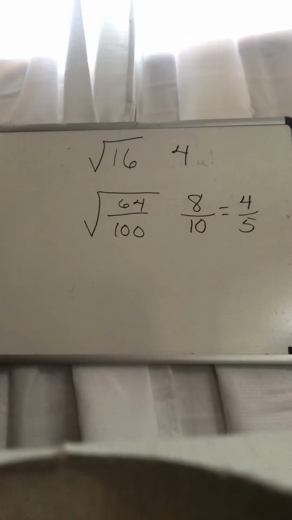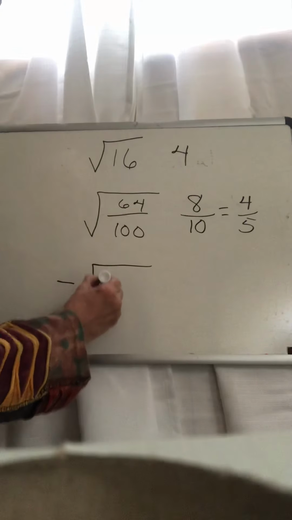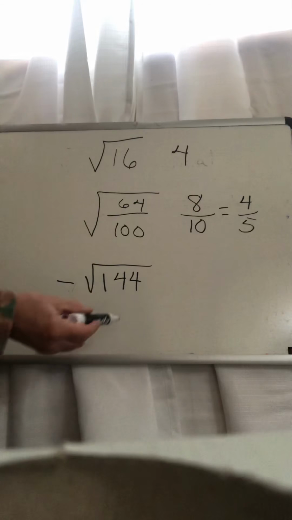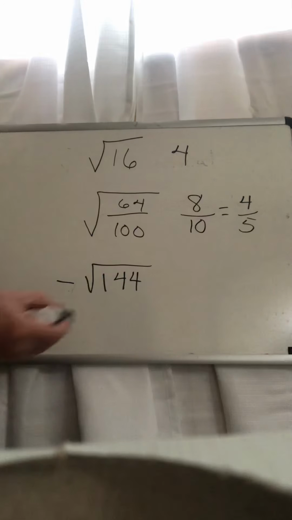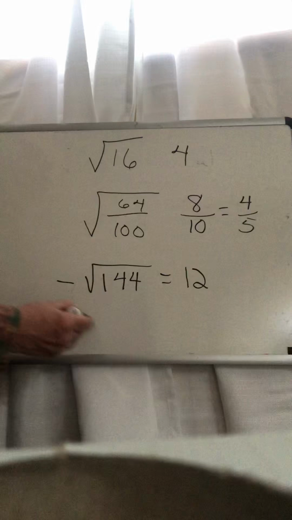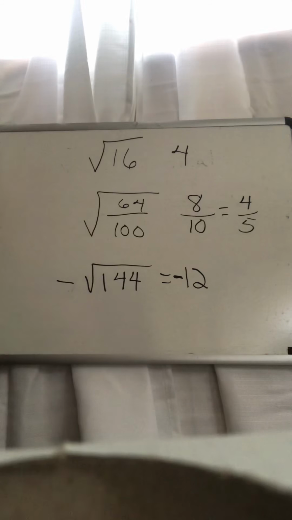All right, example 4. Example 4, we've got a negative sign outside of the radical, and then we have a positive 144 inside the radical. So first, we start with finding the square root of 144, which is equal to 12, and then we attach the sign that's outside of the radical sign. So your complete answer would be a negative 12.